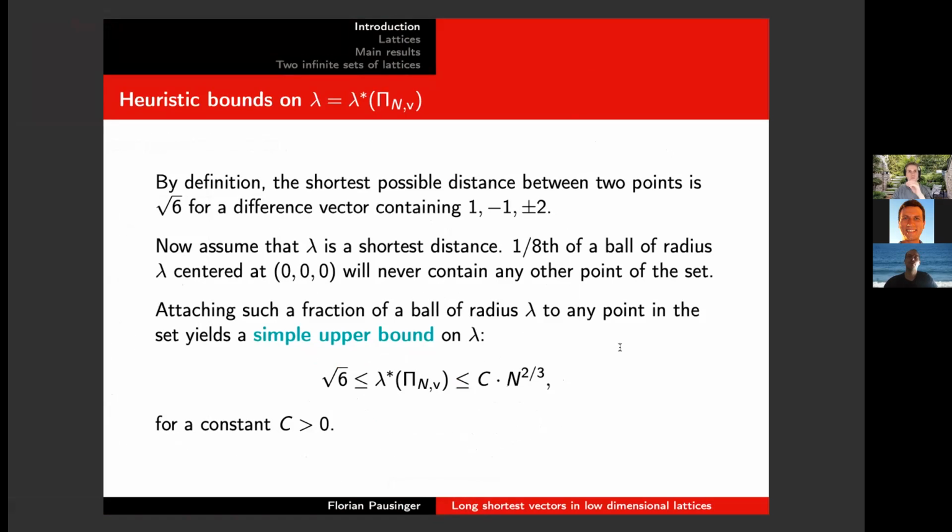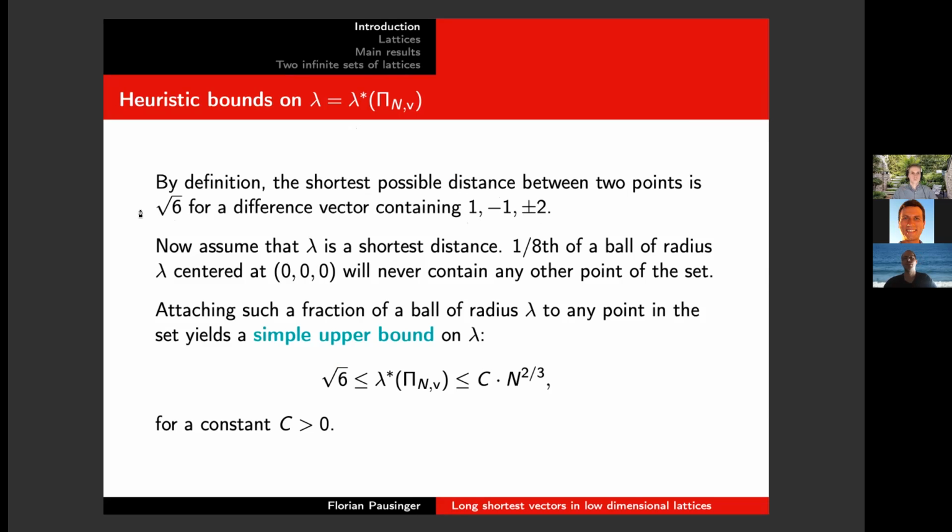Before going into more details, we can give a quite easy heuristic bound on the length of such a shortest distance in these lattices. By our definition, I had this condition that the first parameter has to be co-prime to the capital N, and the other two parameters have to be different from a. One can quite easily find out that the shortest possible distance between 2 points in the three-dimensional set contains 1, -1, and ±2, which gives a distance.